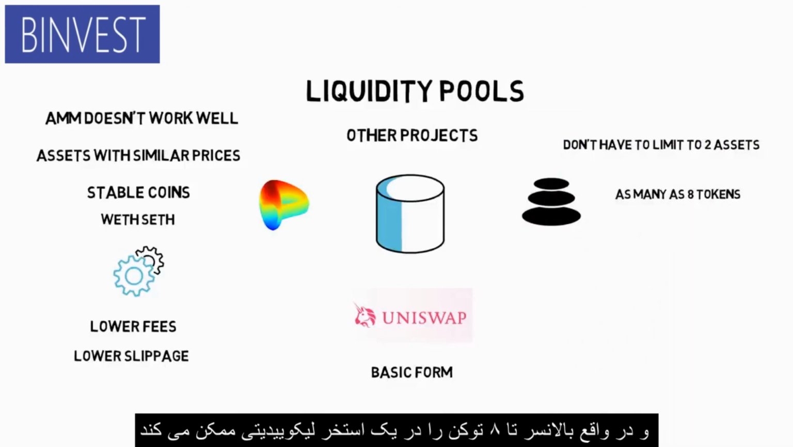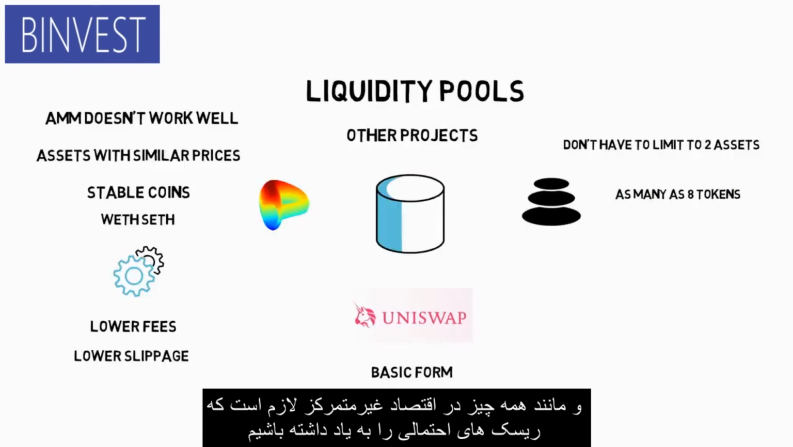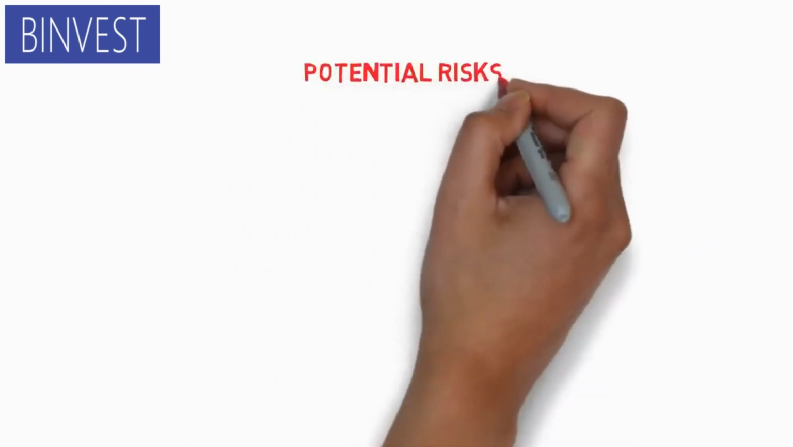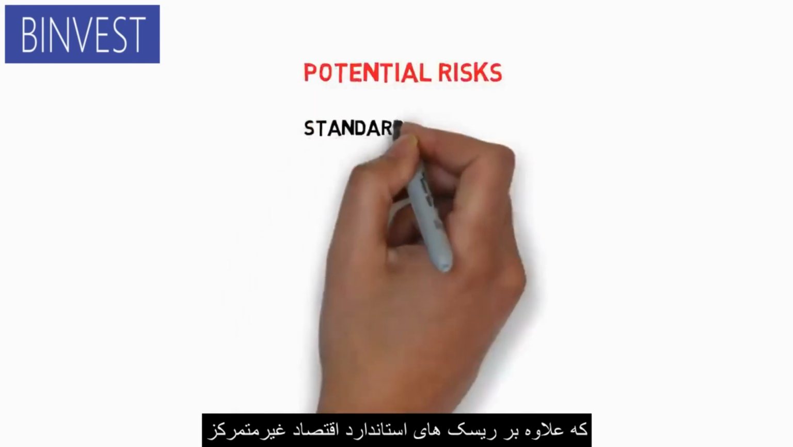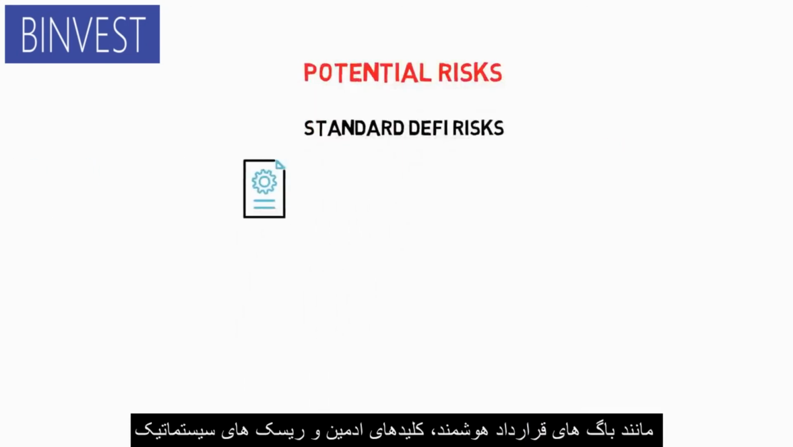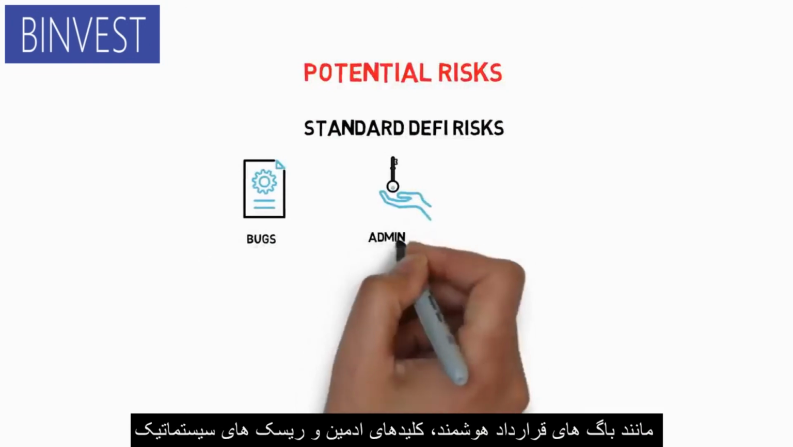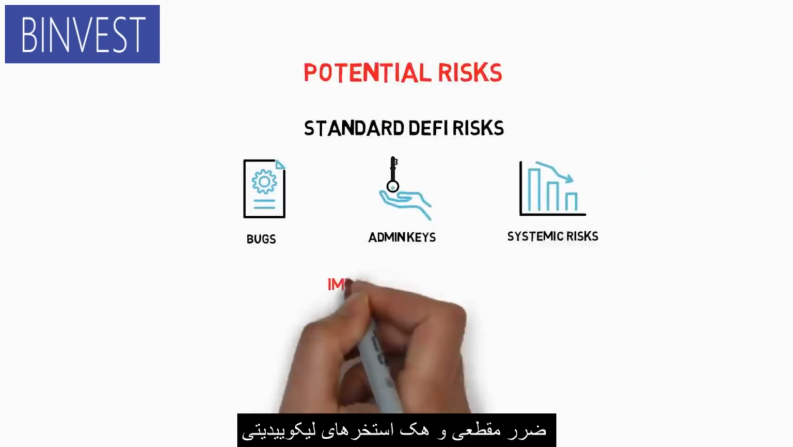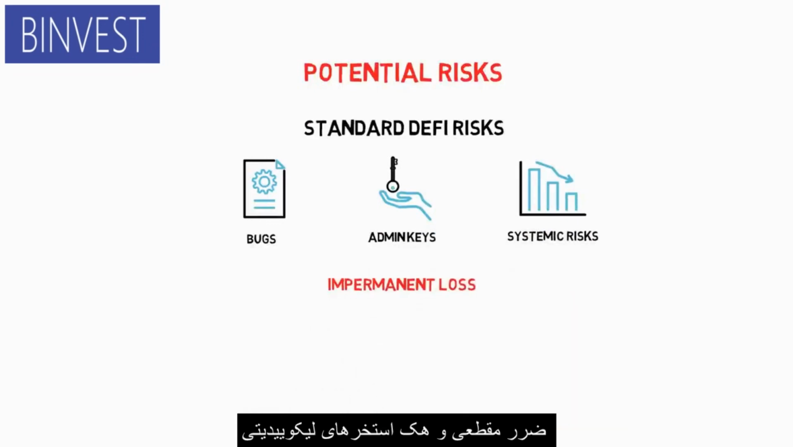And of course, like with everything in DeFi, we have to remember about potential risks. Besides our standard DeFi risks, like smart contract bugs, admin keys, and systemic risks, we have to add 2 new ones: impermanent loss and liquidity pool hacks.